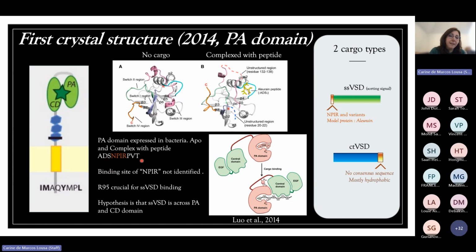But the problem is that at this time, they didn't find the binding site of the NPIR specific motif. They found that arginine 95 was crucial for the binding. And the hypothesis they made is that the cargo binding domain was across the PA domain and the central domain, which is represented here by a star across the two domains.